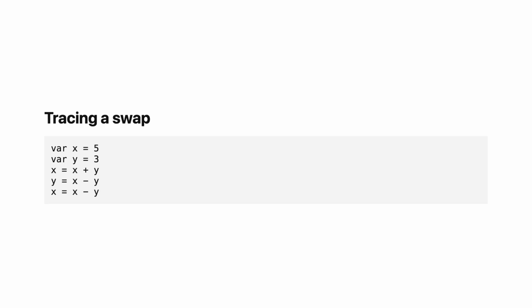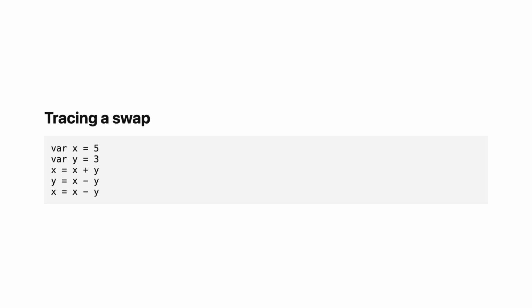State x is 3, y is 5. Final state x is 3, y is 5. Why not state x is 3, y is 5? Look at what happened. By tracing state transitions, we can see exactly how this program works. Each step is small and clear. The overall effect emerges from the sequence.